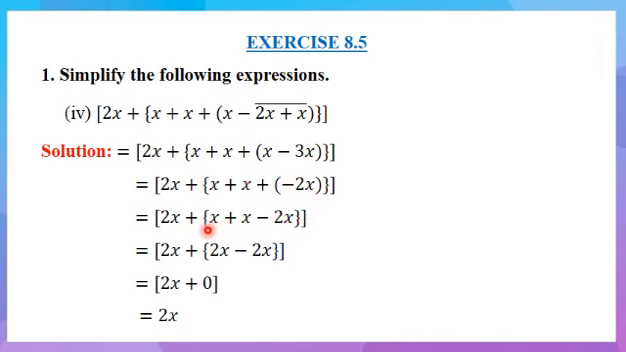And now in the curly bracket we have x, x and minus 2x, three terms actually. So when we add these two like terms we will have 2x and minus 2x. Now we have the same terms but with the opposite sign, so they will be subtracted. 2 minus 2 x, that will be equal to 0. And when finally we add 2x plus 0 it will be equal to 2x. So this is the answer.